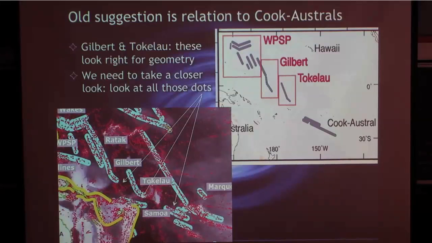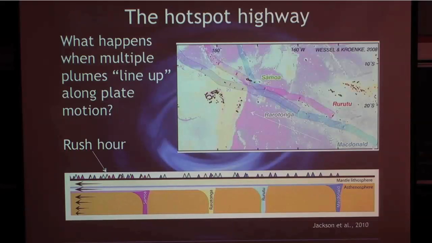So that's nice. Can we make this into a longer chain? So this is where Matt's hotspot highway comes in. If you take the 3 different hotspots that sit around in the Cook Austral area, and here's Samoa as well, it becomes really busy here. A lot of hotspots track right through this area here. So Matt had his hotspot highway name for this. And I would argue that as a result of all of them overlapping, you have rush hour right here. It's really busy here with different hotspots.